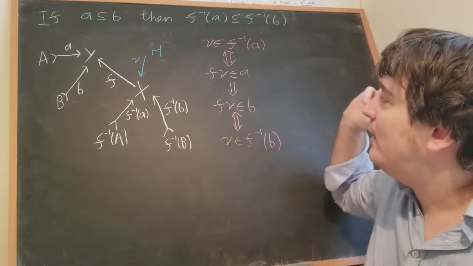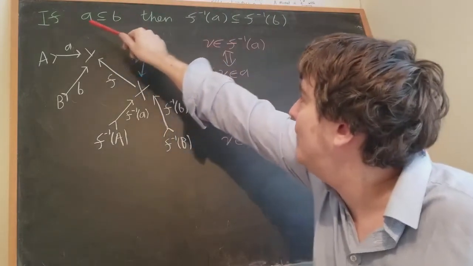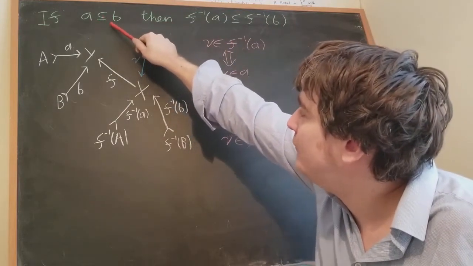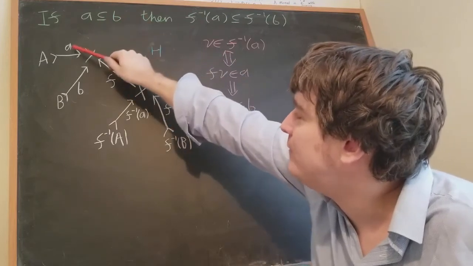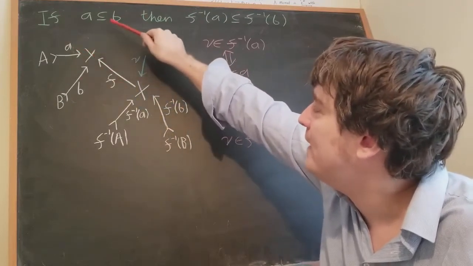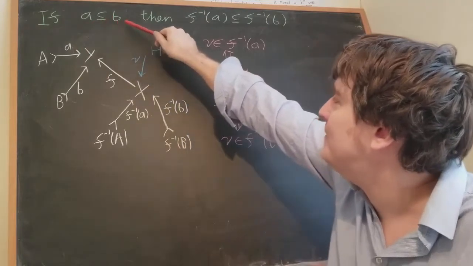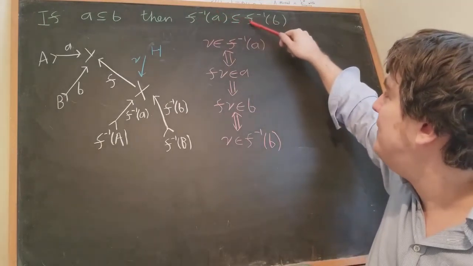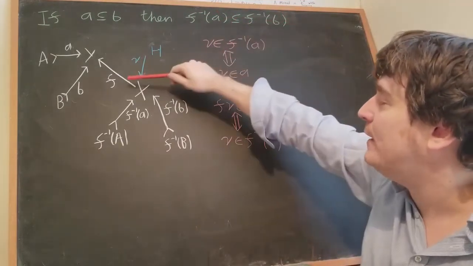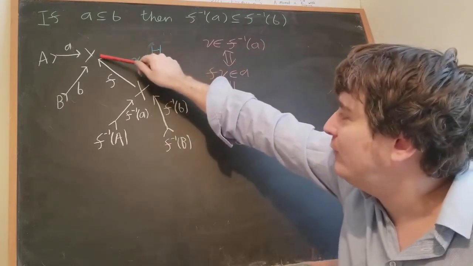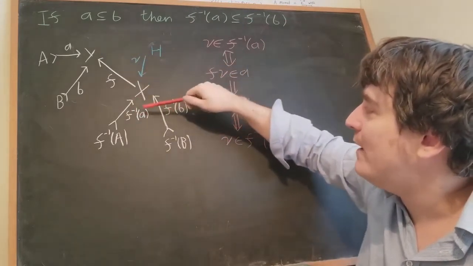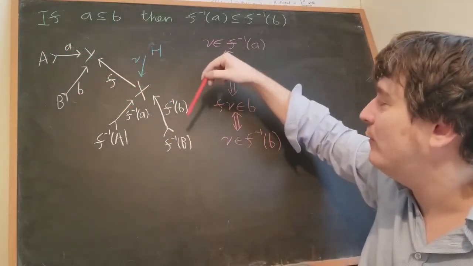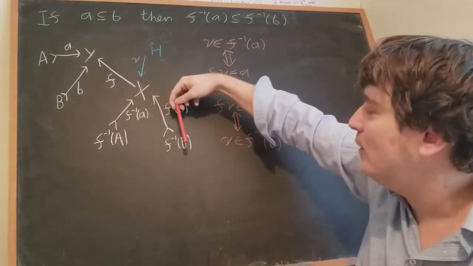So here's another example of this kind of thing. We want to prove this result in green, which says that if this monic A is contained in this monic B, supposing that we have these two subobjects, A and B of Y here, then F to the minus 1 of A is contained in F to the minus 1 of B. So here we're assuming that F is an arrow from X to Y, and of course F to the minus 1 of A is the pullback of A along F, and similarly F to the minus 1 of B is the pullback of B along F.